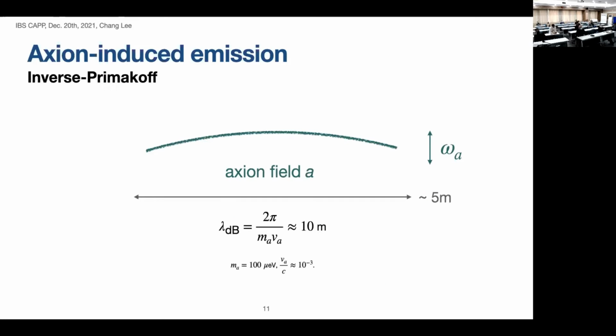So we begin with the axion field. This axion has the mass omega_a, and we consider the frequency or mass range of interest. This is all dark matter, so we assume the wavelength is on the order of 10 meters, so half a wavelength is about 5 meters. This is still much larger than the size of a typical experiment, so we don't have to worry about the axion field gradient.